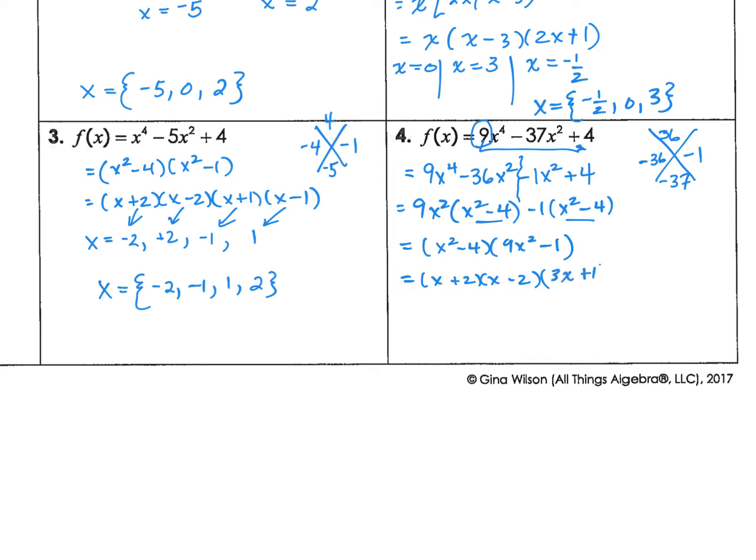3x plus 1, 3x minus 1. All right, so let's figure out what all our x's are. What are my x's going to be from the first guy right here? Negative 2. From this guy, it's going to be what? From this guy, what's it going to be? Negative 1/3. And from this guy, so we write our x's, and we get from least to greatest, negative 2, negative 1/3, positive 1/3, and 2.